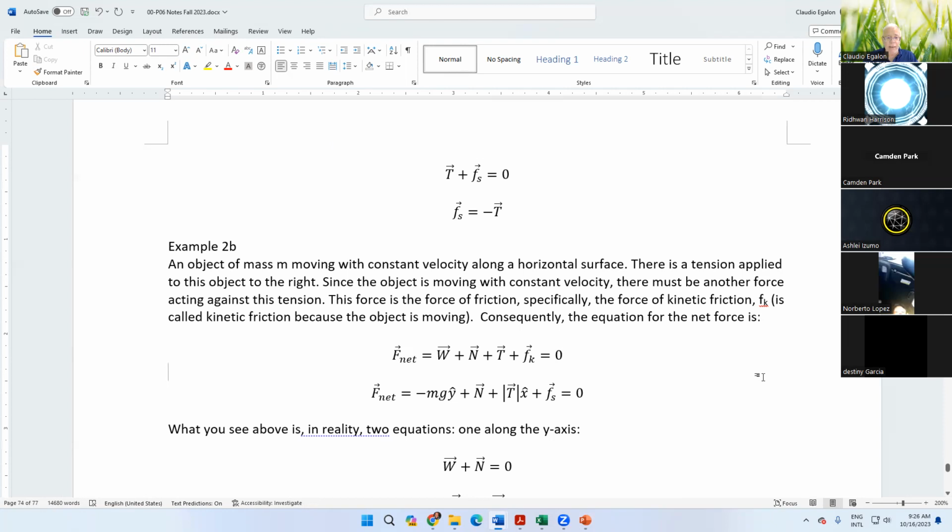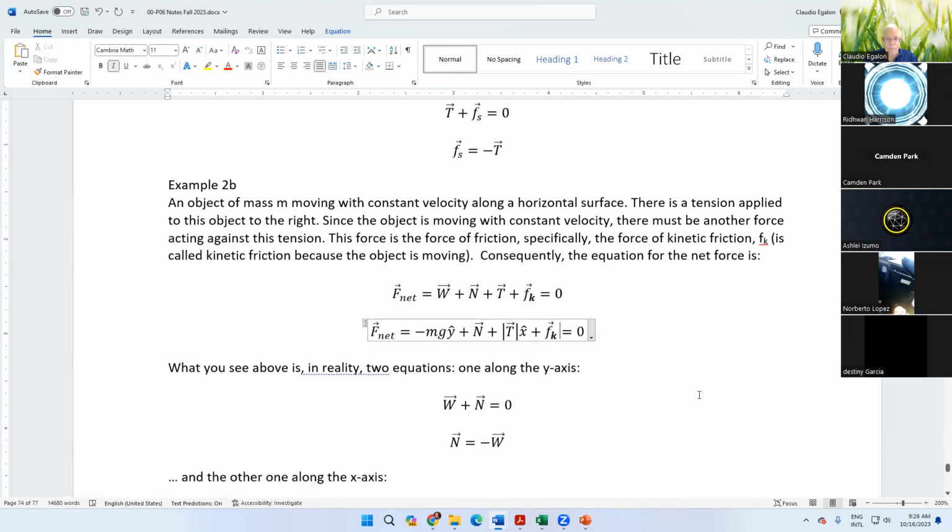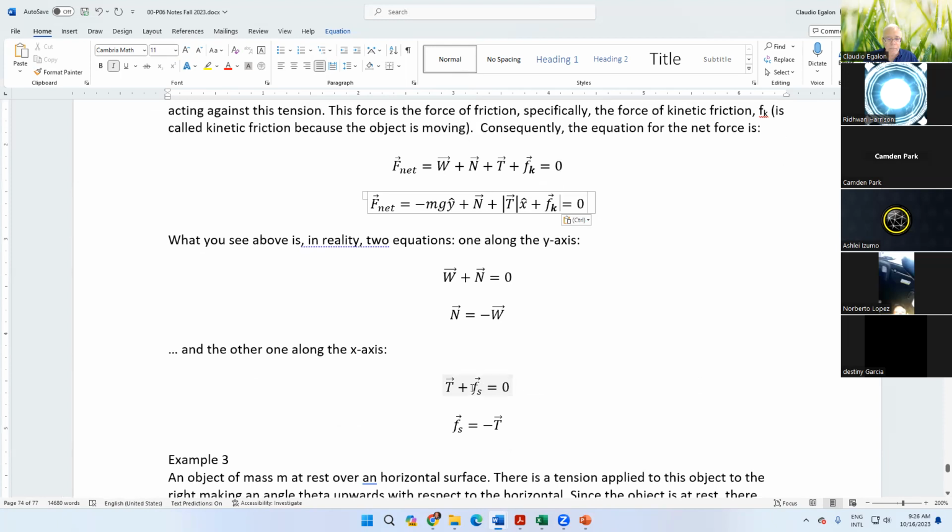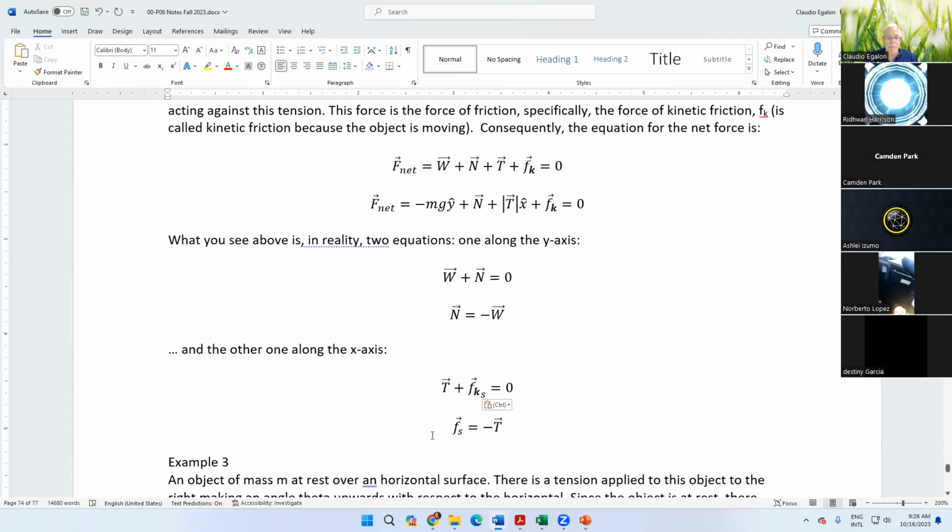Don't forget, that's the change that we have. And I'm going to emphasize that the change is this one: kinetic.